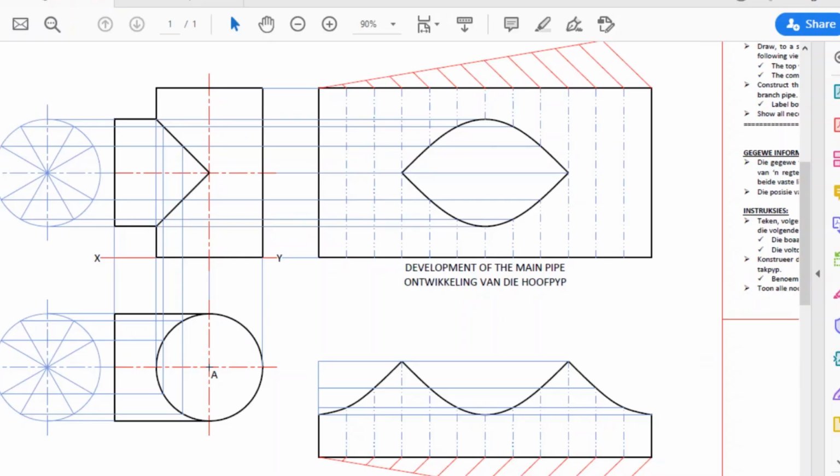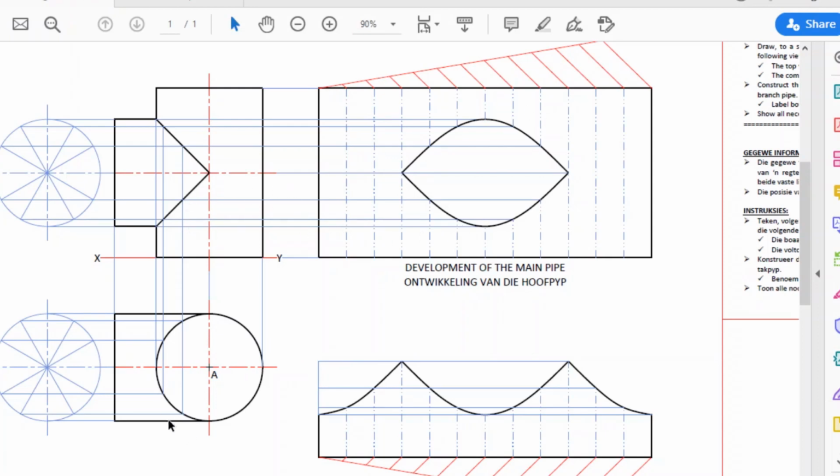Now for the grade 11s, you can actually see that the branch development is virtually identical to the grade 12 one. It's a little bit deeper there, but it's got basically the same shape. It's got a sharper corner there because obviously it's been affected. The main difference here will be with the main development, or what we call the primary.